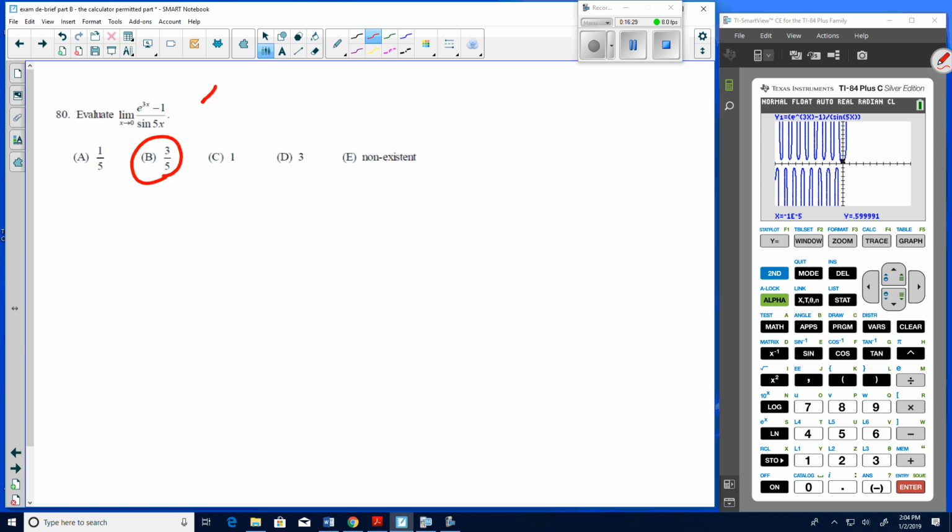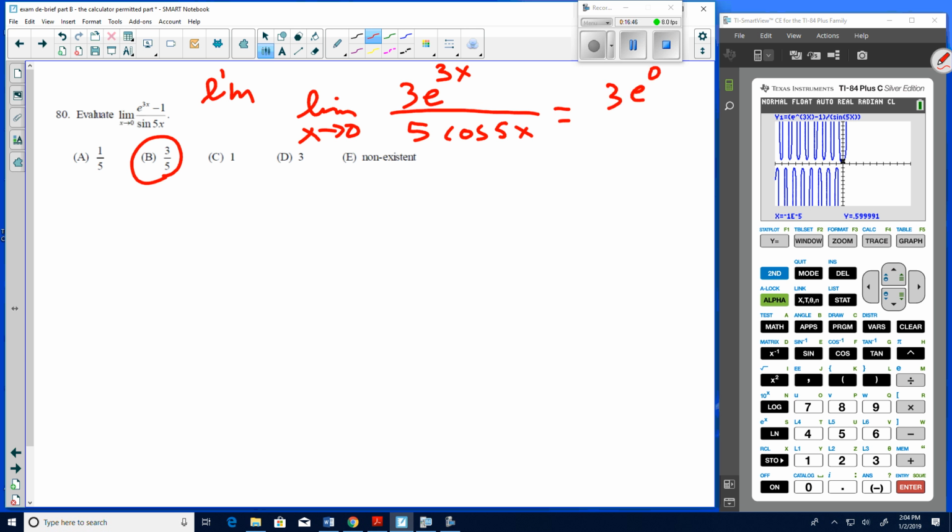Okay, so L'Hopital says, look at this limit as x goes to 0. The derivative of the bottom is 5 cosine of 5x, and the derivative of the top is e to the 3x. Evaluate 0 in there, we get 3 e to the 0, and 5 times the cosine of 0, and so that's 3 over 5, right? The cosine of 0 is equal to 1. 3/5.